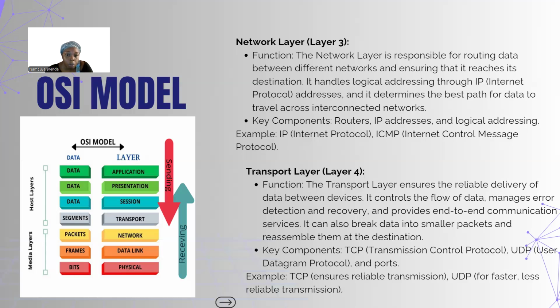So therefore, that's when we come to the transport layer. Can you imagine? Wow, three more to go. This function ensures reliable delivery of data between devices. It controls the flow of data, message error detection, recovery, and provides end-to-end communication.